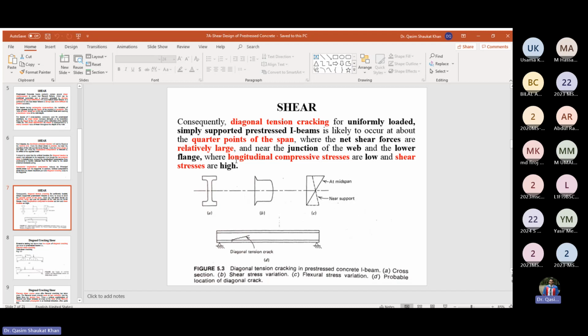At the junction, why are shear stresses high? Because the width of the section is small, and in the shear stress formula, width is in the denominator. So smaller the value of the width, larger will be the shear stress. So longitudinal compressive stresses are low and shear stresses are high.